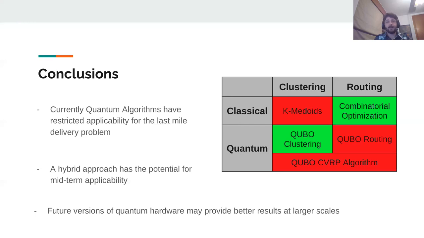For the routing phase of the hybrid algorithm, the combinatorial optimization algorithm offers better results than the QUBO routing algorithm with the datasets tested, though a bit more research is needed since a better tuning of the hyperparameters might improve the results obtained by the QUBO formulation. And due to the aforementioned scaling problem, the presented QUBO CVRP algorithm is not a viable alternative to the hybrid algorithm.